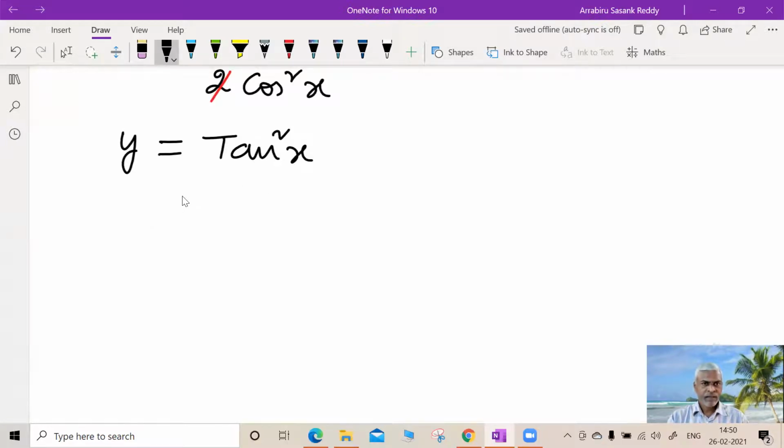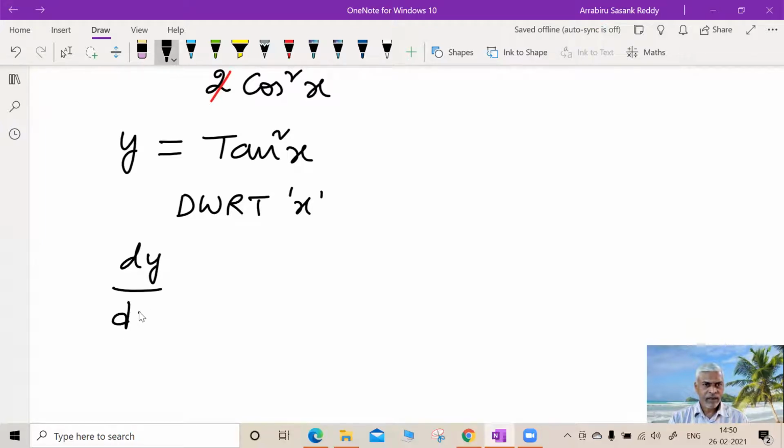Now, differentiating with respect to x, differentiation of y is dy by dx. So if we consider it like x square, tan square, first x square differentiation is 2x. So tan square differentiation is 2 tan x.